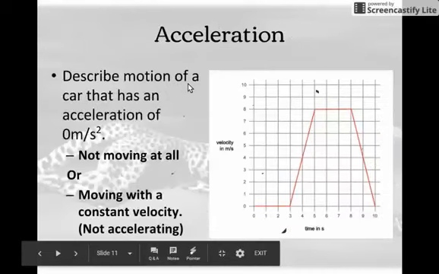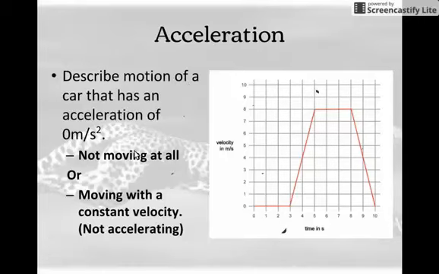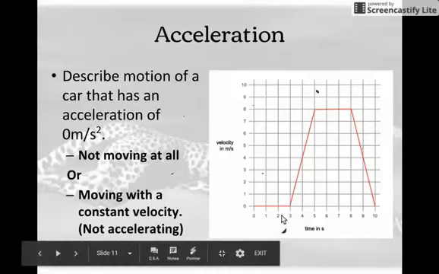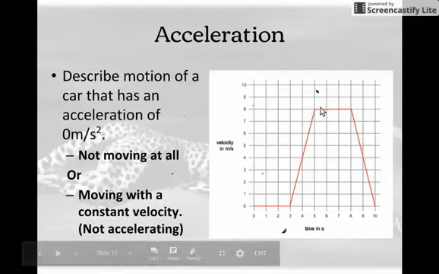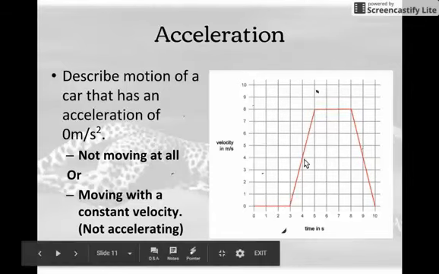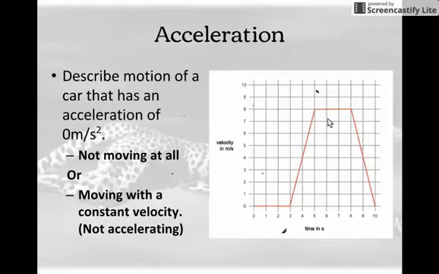So there are two types of situations where acceleration is 0. When you're not moving at all, when your speed is 0, so for example here, or when you're moving at a constant velocity and your speed is staying at 8. So acceleration is 0 in both of these sections. Here, our speed is 0. Here, our speed is not changing.